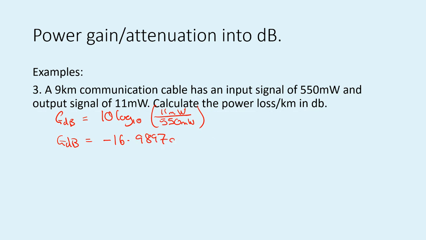Not a very nice number, decibels. I'm asked to calculate the power loss per kilometer. So this is the overall loss, 16.9897 decibels. And we want it per kilometer, and it's 9 kilometers, so we divide by 9. We're assuming it's fairly uniform. Or in other words, it loses the same amount of power every kilometer. So this would be our answer divided by 9.